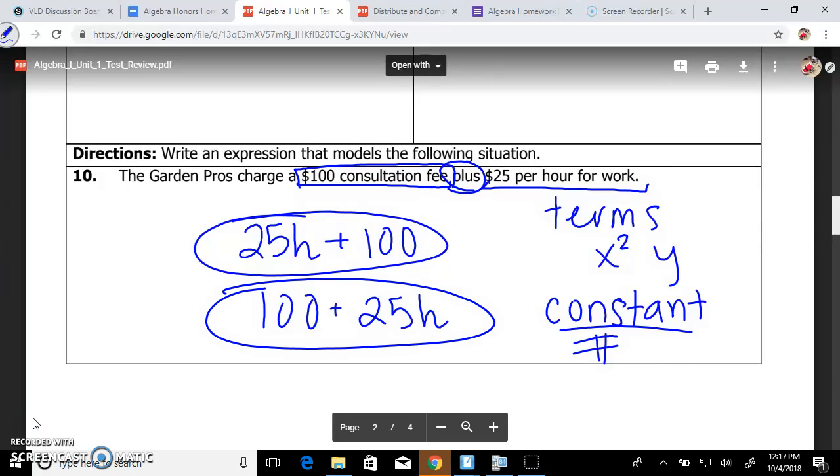So I think you could write it either one of these two ways. And in multiple choice, I don't think that they would give you both of these because they don't say specifically $100 more than. One of these would be the best answer. Okay, moving on.